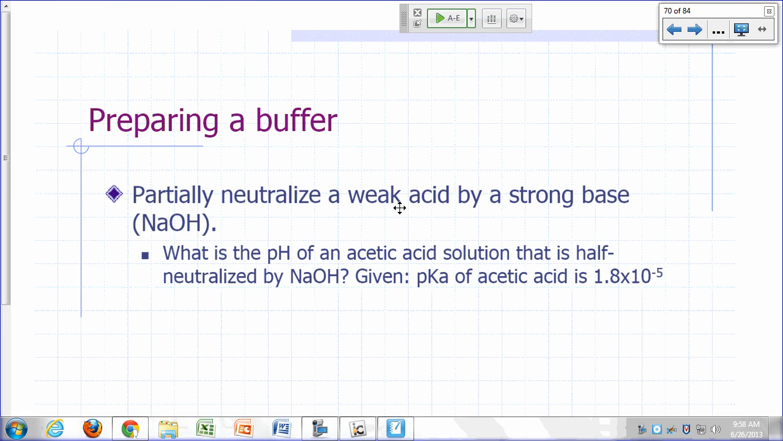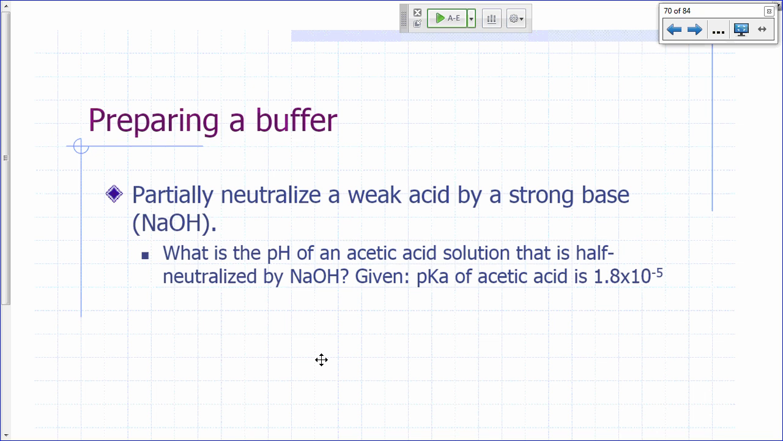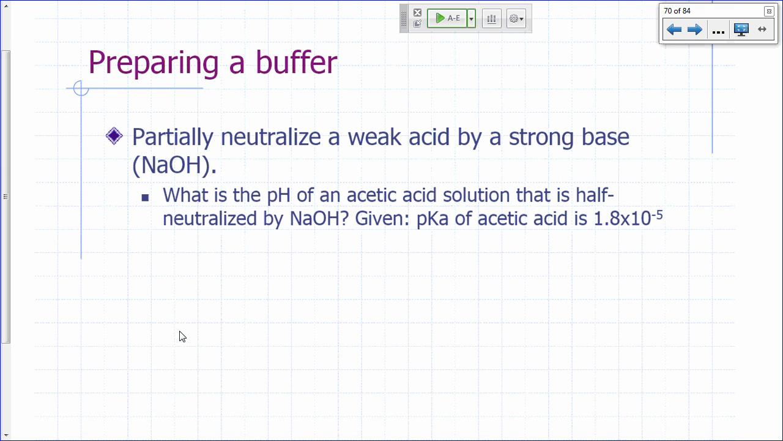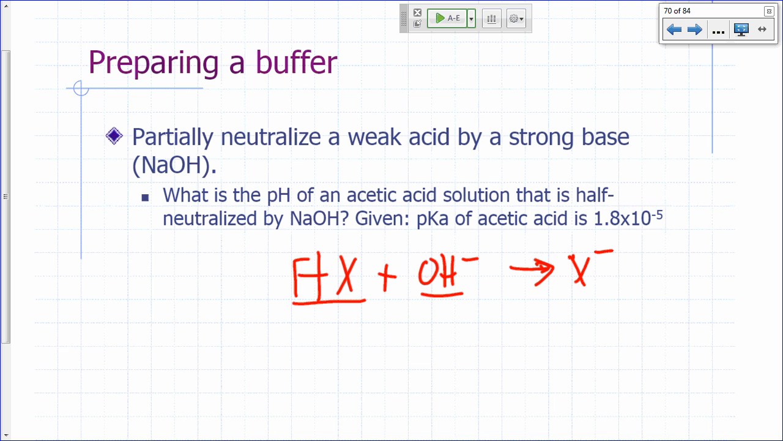Good. Another way you can prepare a buffer is to partially neutralize a weak acid by a strong base. Okay, for example, acetic acid, you can half neutralize it with sodium hydroxide. What would be the pH of that solution? And why would that work? Well, let's say you have a weak acid, HX, right? If you add sodium hydroxide to it, what does this give you? HX plus hydroxide. That's a complete reaction because if you calculate the KEQ for this, it's going to be a big number. Weak acid plus strong base, pretty much a complete reaction. So that's going to give you X minus plus water.